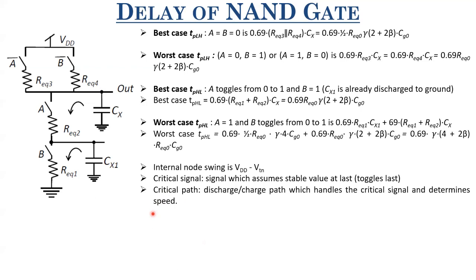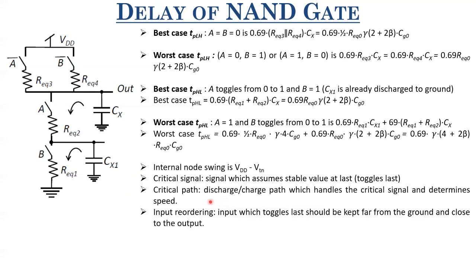In semi-custom design, as a designer, you will only be given the frequency of operation. That frequency of operation is converted to the delay of the critical path. So in your design, you first have to find out the critical path, and then you have to minimize its delay such that it meets the spec of the maximum operating frequency. The design guideline here is that you first identify the critical signal. And what is the critical signal? It's the signal which assumes the stable value at last, or which toggles at last. And the charge or discharge path which handles this critical signal, and which is responsible for determining the speed, is the critical path. That you have to analyze very carefully, because that in turn determines the speed of your overall circuit.